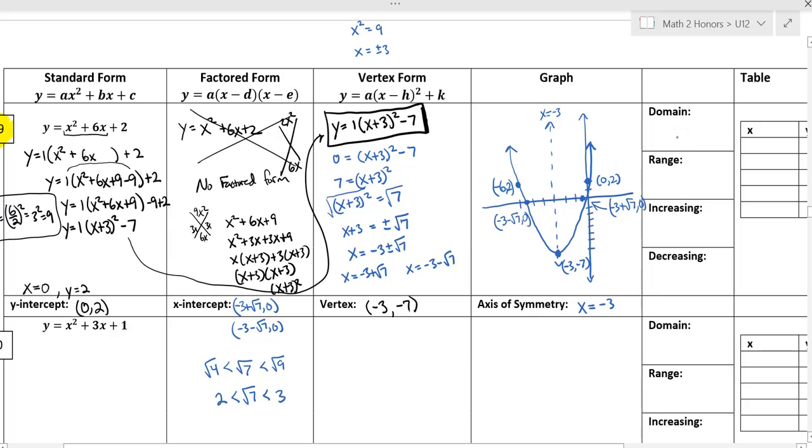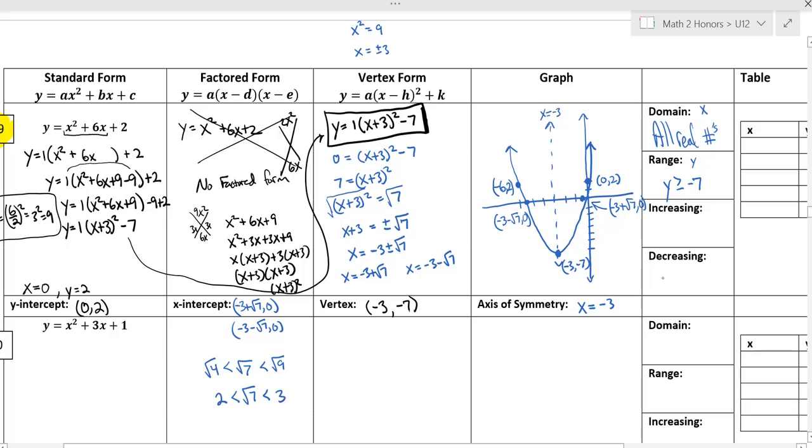Label your points on your graphs. Domain is all real numbers. That will change once we start to get to word problems, but when we're talking about general quadratic equations, it's always going to be all real numbers. The range, we have a minimum value at -7, so all y values greater than or equal to -7 are in the range of this graph.